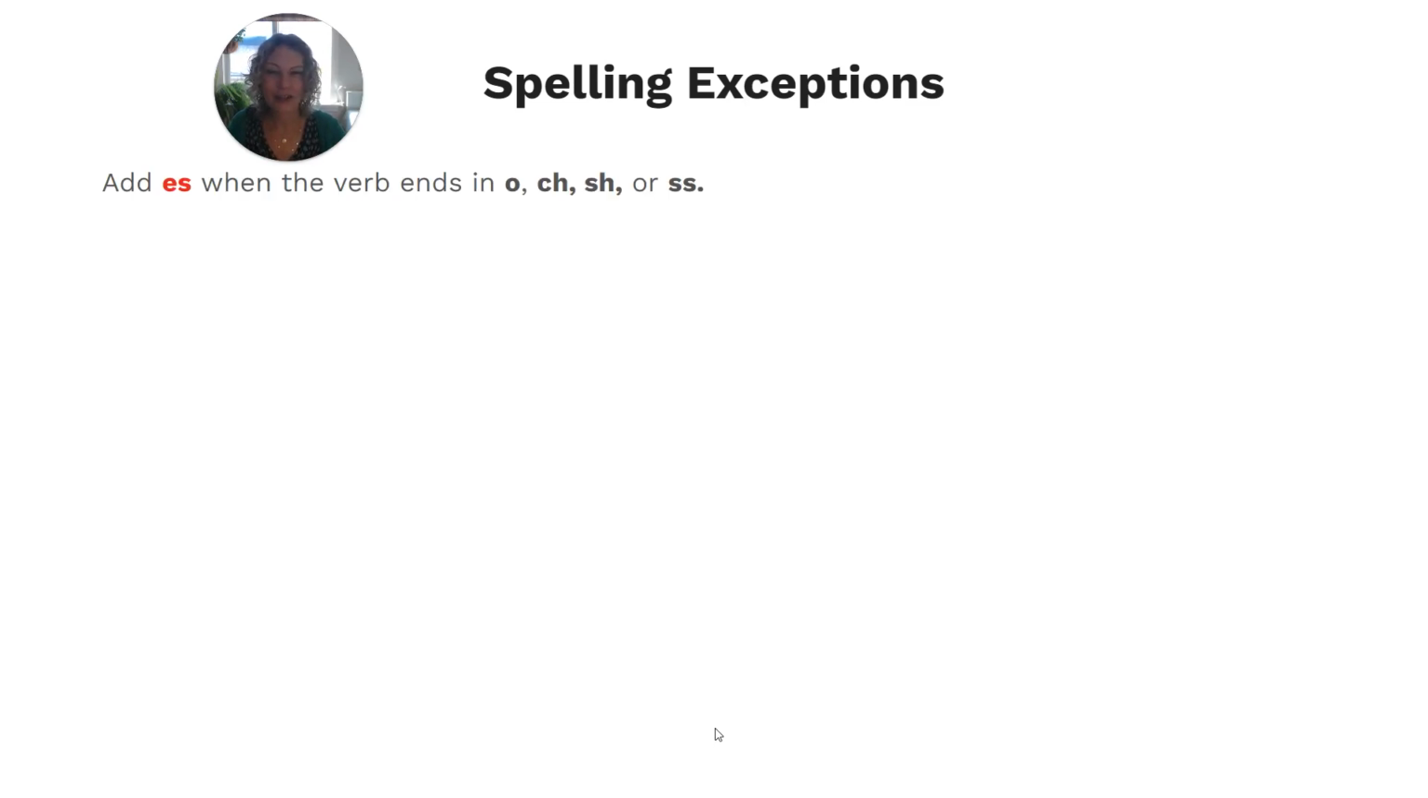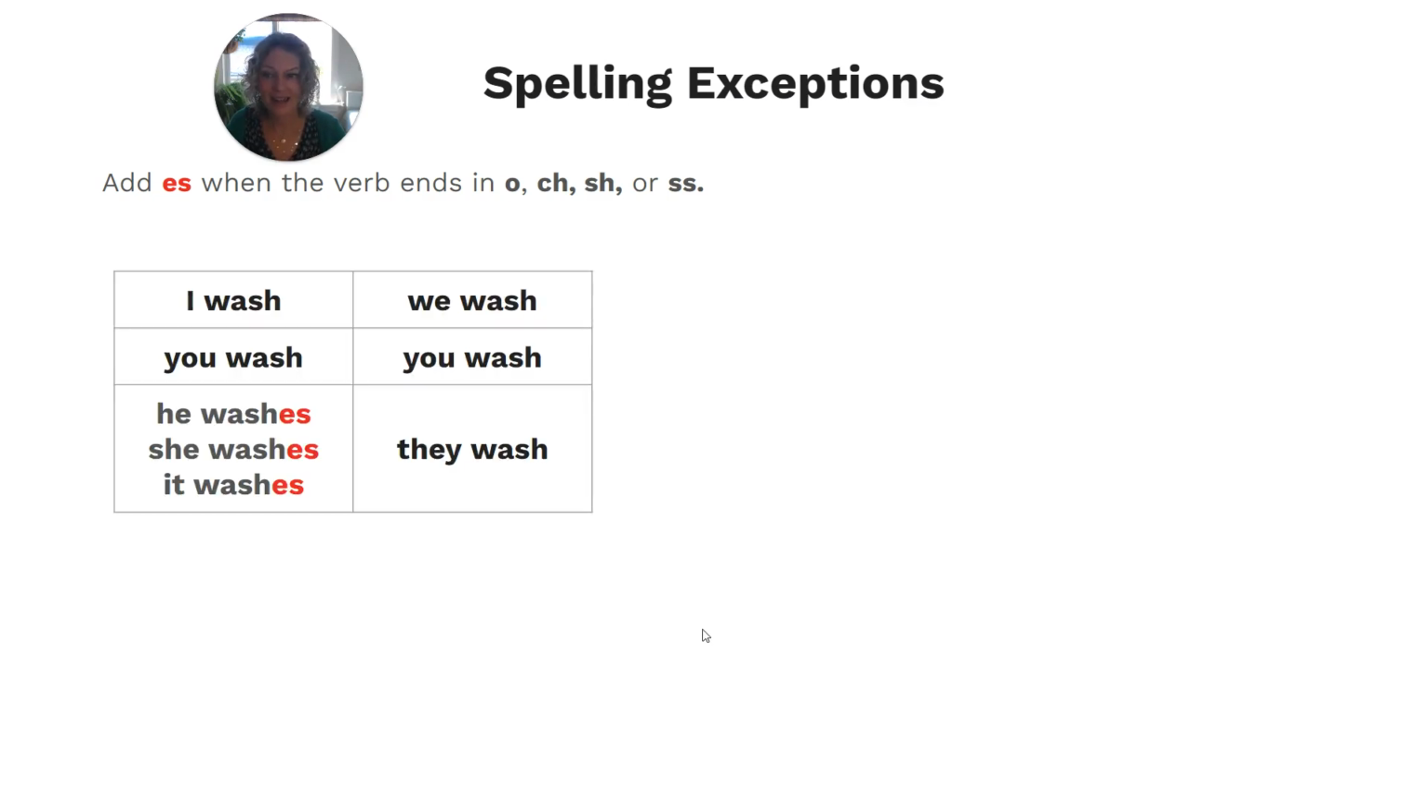Okay, but let's look at those spelling exceptions aside from the S. So you need to add ES when the verb ends in O, CH, SH, or SS. So for example, the verb wash ends in SH. So in order to be able to say the word, we need to add ES. Because imagine if we just added an S, it would be washs. It would be really hard to say, right? So we need to add that extra syllable there, washes.